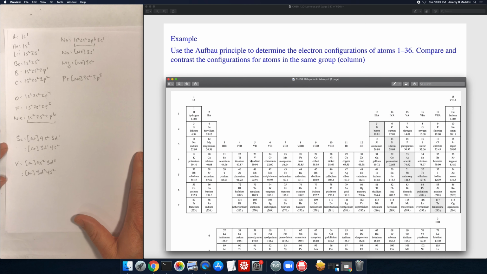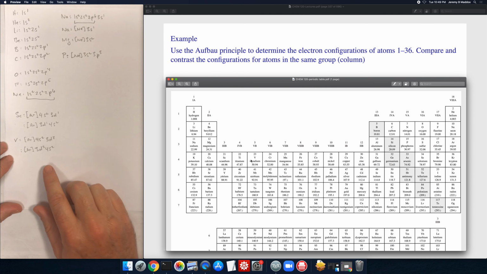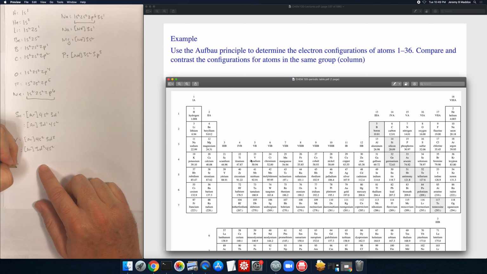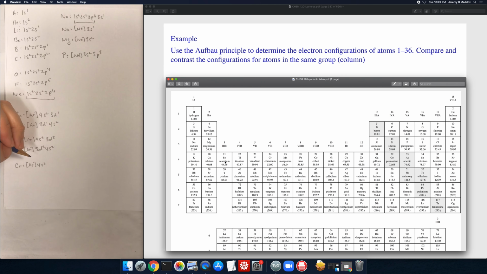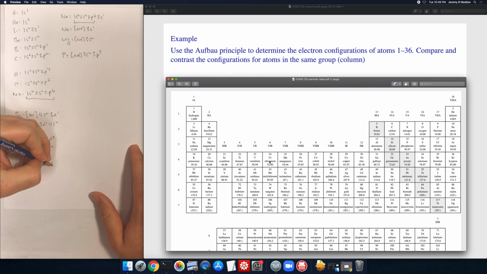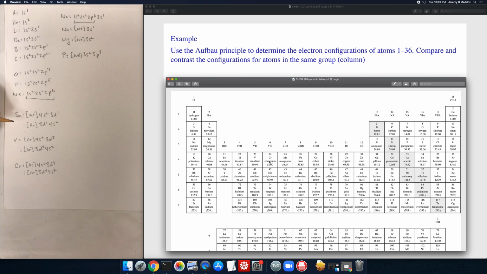There are exceptions to the Aufbau principle. Let's show you one of those, or a couple of those actually. Let's do chromium. First, what I'm going to do is show you the Aufbau principle for chromium. So argon core, then it's 4s2, and how many d electrons do we have? 1, 2, 3, 4. So this is what the Aufbau principle would predict, and we would probably write it like this.